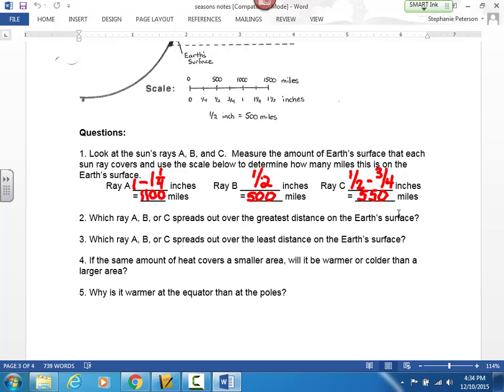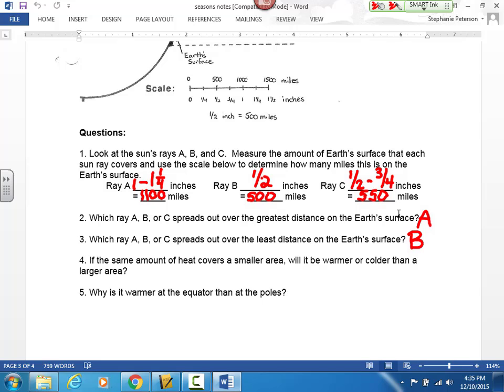Number 2, which ray, A, B, or C, spreads out over the greatest distance on the Earth's surface? That would be A. Number 3, which ray, A, B, or C, spreads out over the least distance on Earth's surface? That is B.